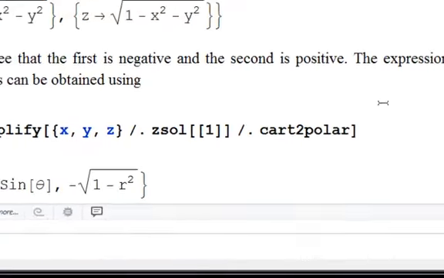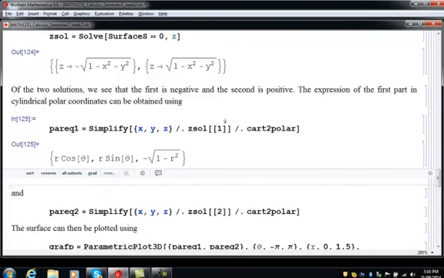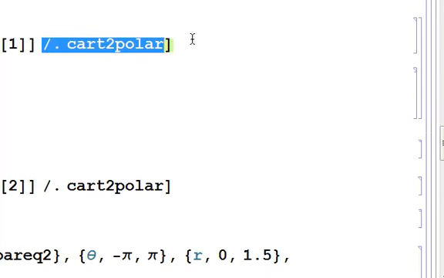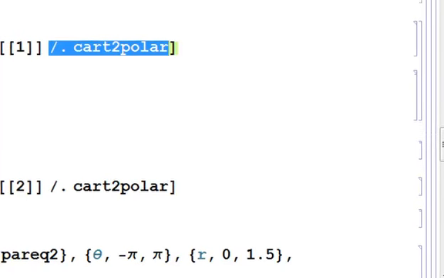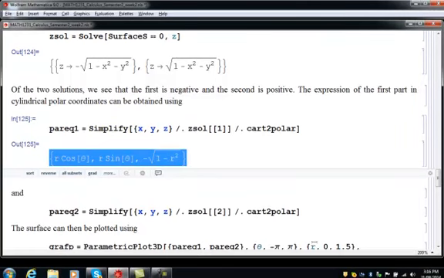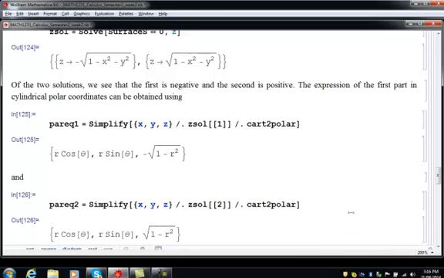And you'll find this quite a lot if you start using something like Mathematica to solve these problems. You'll find that you can define tools like the transformation from Cartesian to polar, and you can reuse them again and again. So that's the expression for the first surface in polar coordinates, and we now take the second one and we can do that like so.